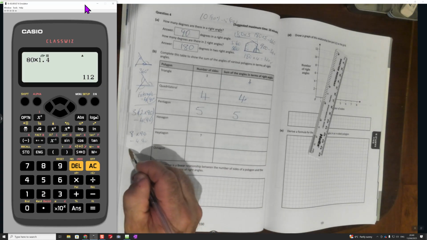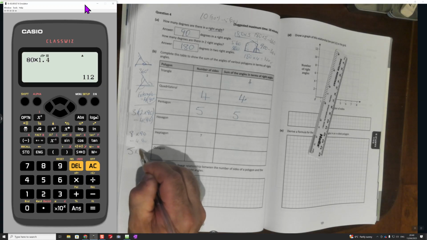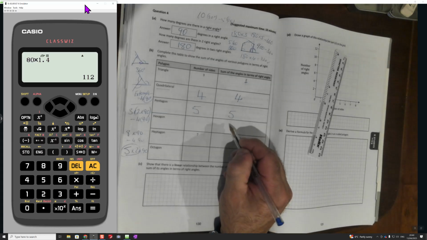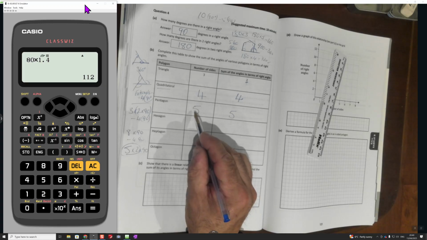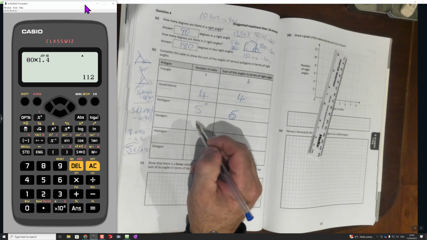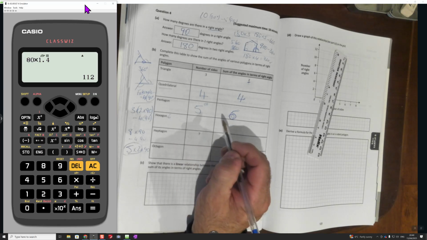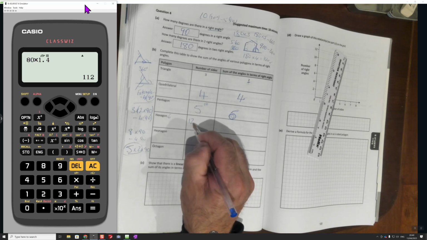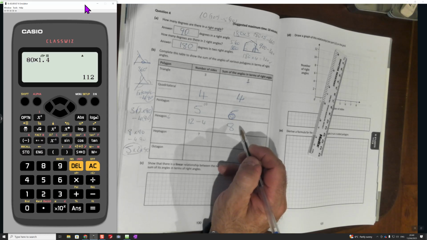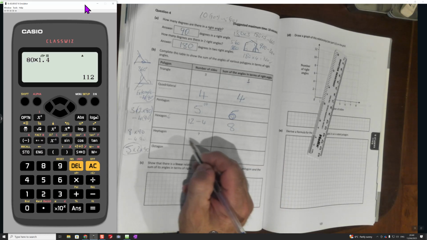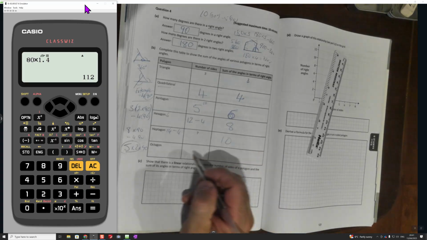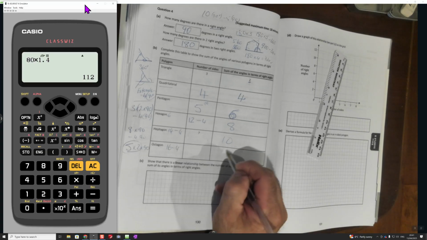Onto the pentagon, you would have 5 by 2 by 90, which is 10 90s. Again, take away 4, and you have 6. So with the pentagon, double that is 10, take away 4 is 6. With the hexagon, which is 6-sided, you have 12 take away 4, which is 8 right angles. The heptagon, which is 7 sides, will be 14 take away 4, which is 10. And the octagon will be 16 take away 4, which is 12.